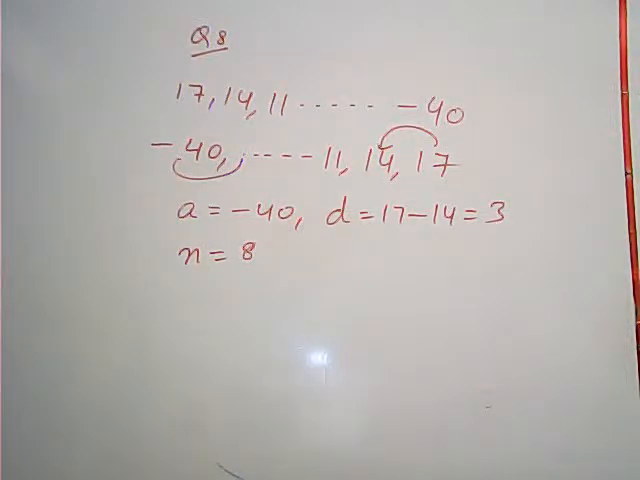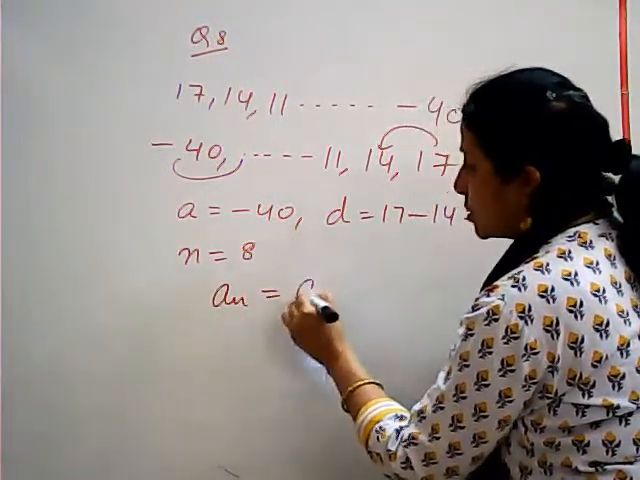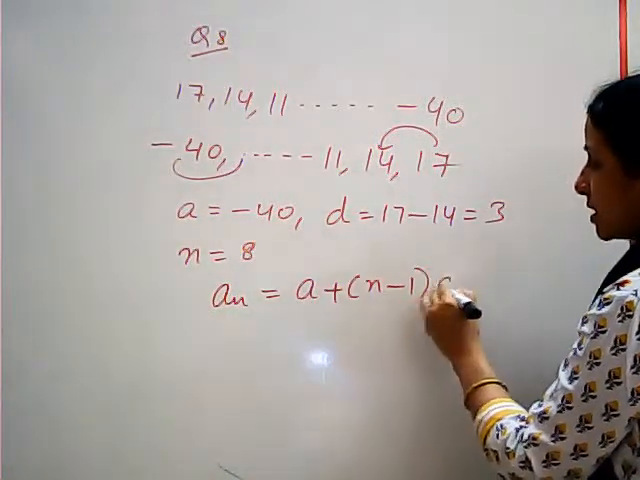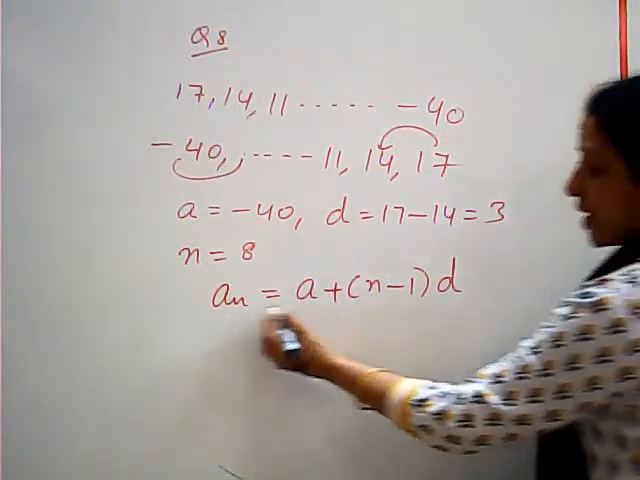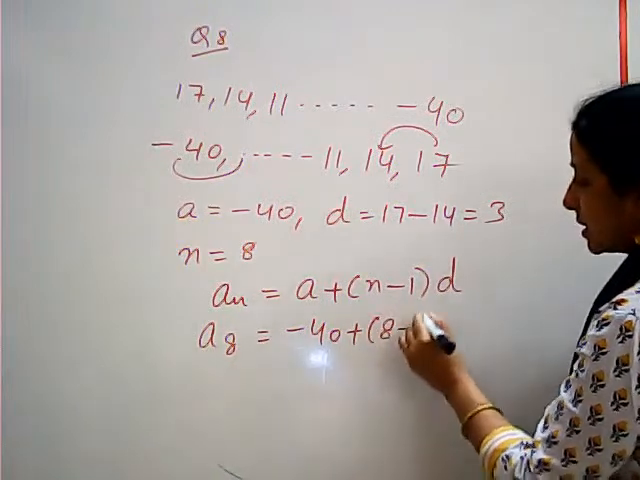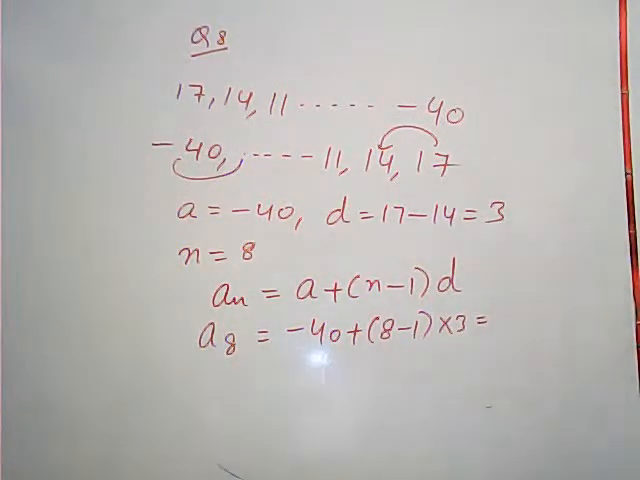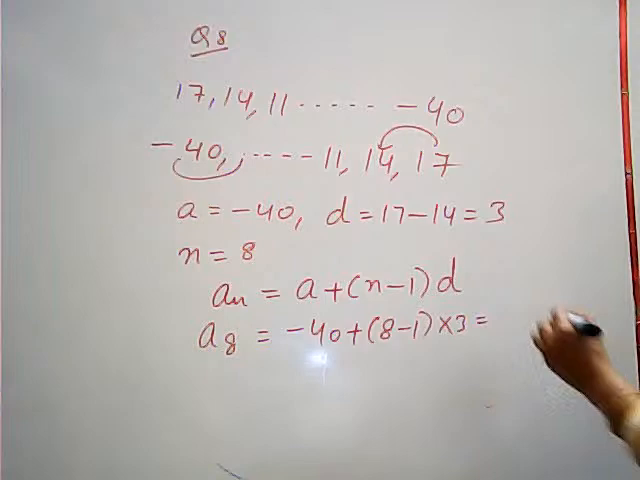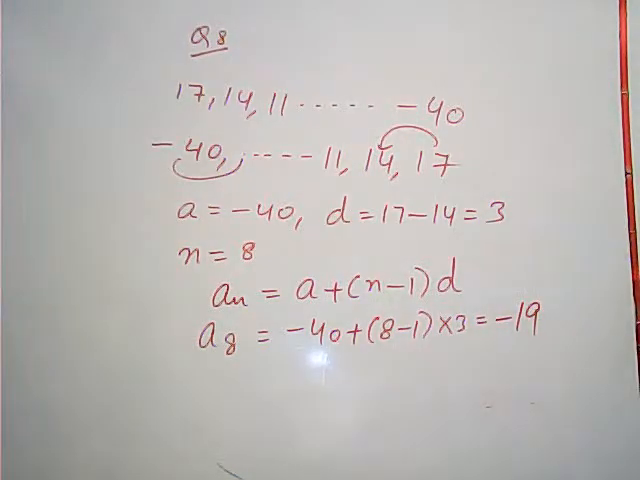Okay, from Arushi, I am getting 19 or minus 19 as the answer. Arushi, check your answer, negative is also there. So you will put the value: An is equal to A plus (N minus 1) D. You have to find the 8th term. So A is minus 40, N is 8 and D is equal to 3. Solve it and give me the value. Yes, minus 19 is the answer, negative is also there along with the 19. So minus 19 is your correct answer. Okay, so next one.